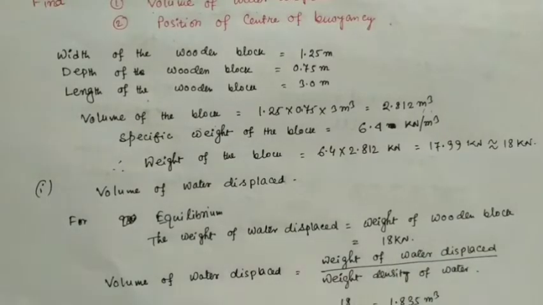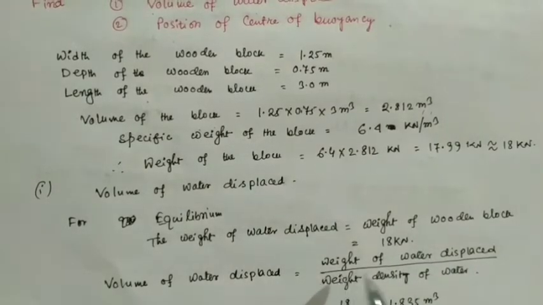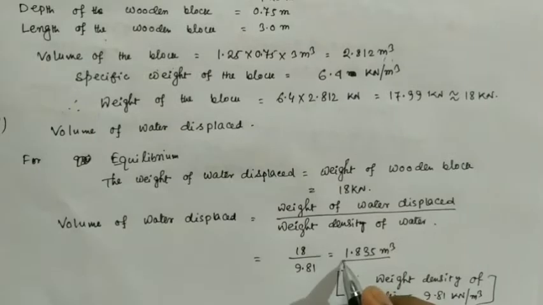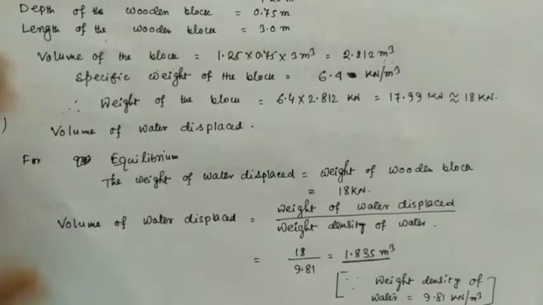Then the volume of water displaced will be nothing but the weight of water displaced divided by the weight density of water. Because we know that the weight density of water is 9.81 kilonewton per meter cube, you can easily find the volume displaced. So 1.835 meter cube will be the volume which has been displaced.